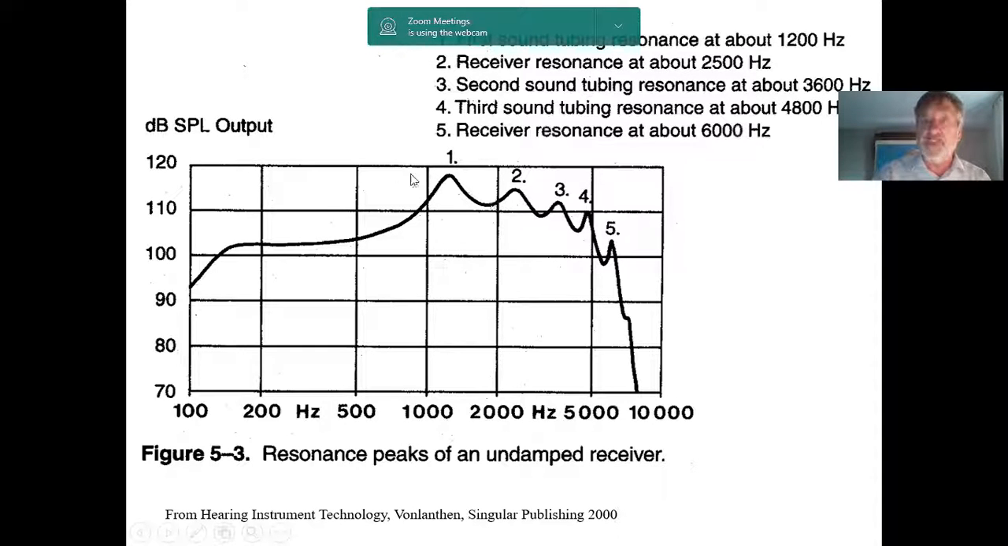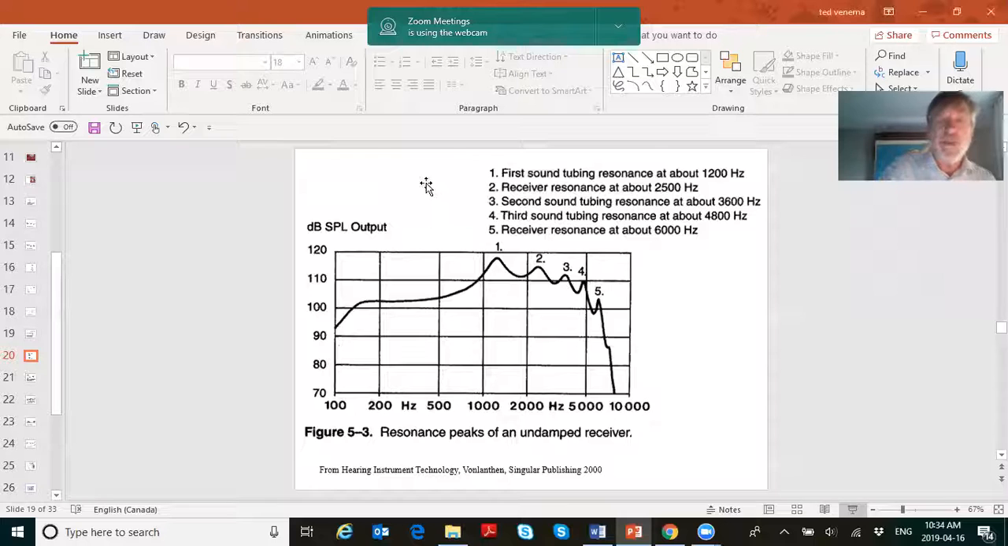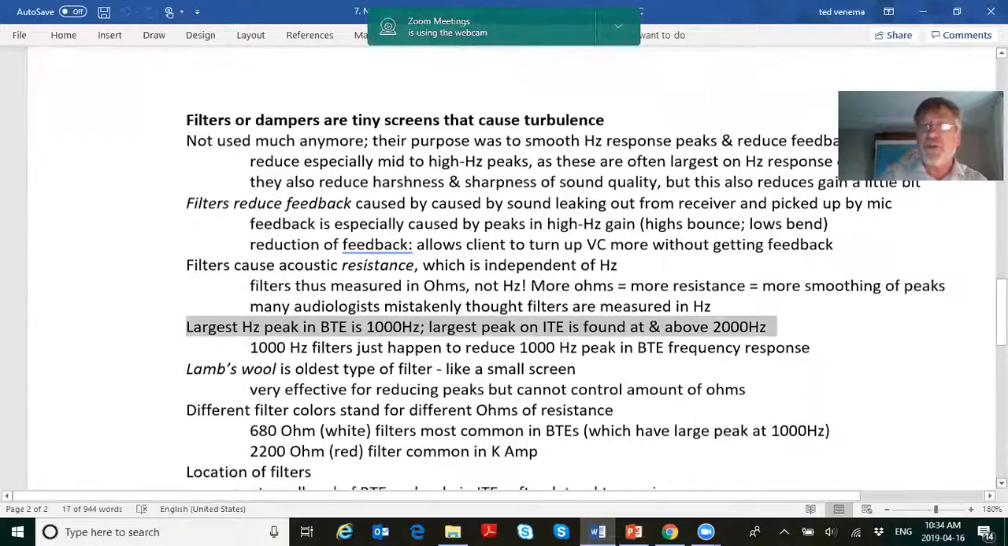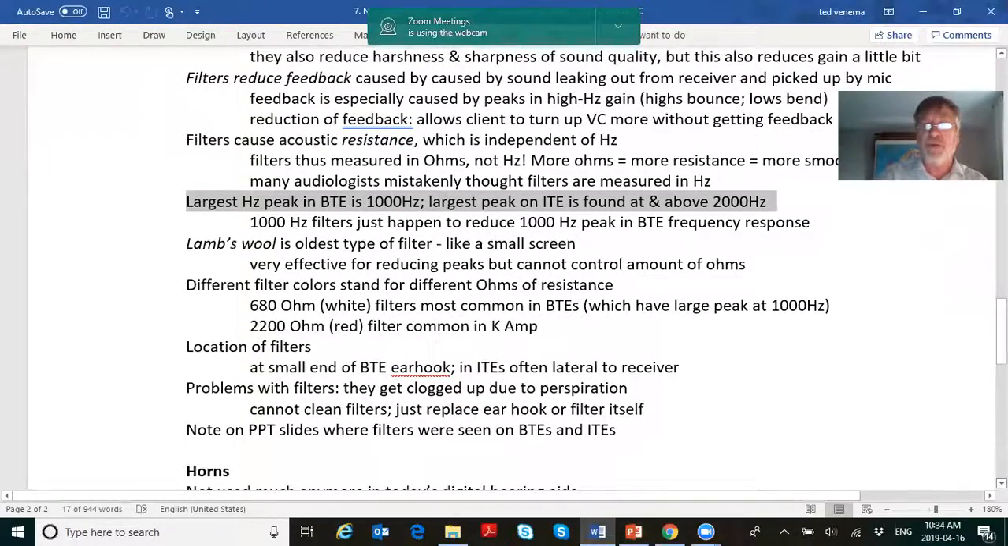And in most hearing aids, the biggest peaks are in the mid to highs, so that's where the effect of filters was. They were used to reduce the peaks and thereby reduce feedback, and also they improve the quality of sound. So if I escape out of here and go to our notes, you'll see all of that written here. Feedback, resistance, and so on. The largest peak in old behind-the-ear hearing aids was at 1,000 hertz. So that's where filters did most of their action. Location of filters: at the small end of a behind-the-ear ear hook. In the ear hearing aids, it was right next to the speaker.